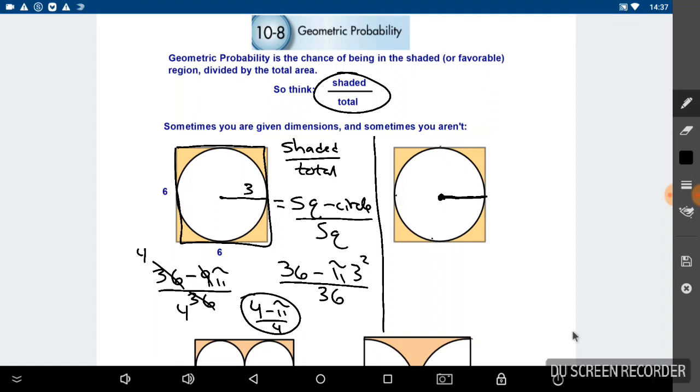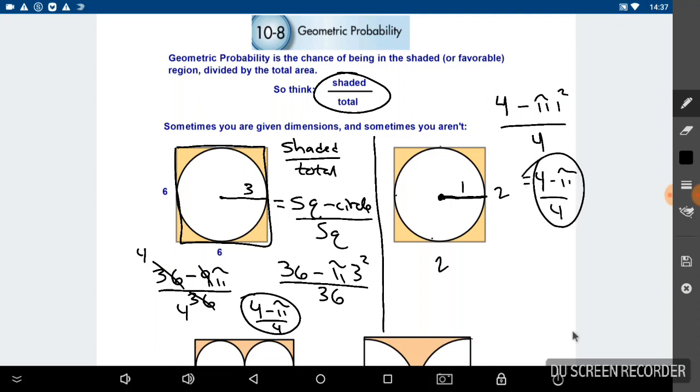When I say you can make up your own, it could be a 2 by 2. If it's a 2 by 2, then the radius is 1. And so it's still the same game plan, square minus circle over square. Square is 4. Circle is pi times 1 squared. And total is 4. So you can see how that is the same thing, guys. So 4 minus pi over 4.